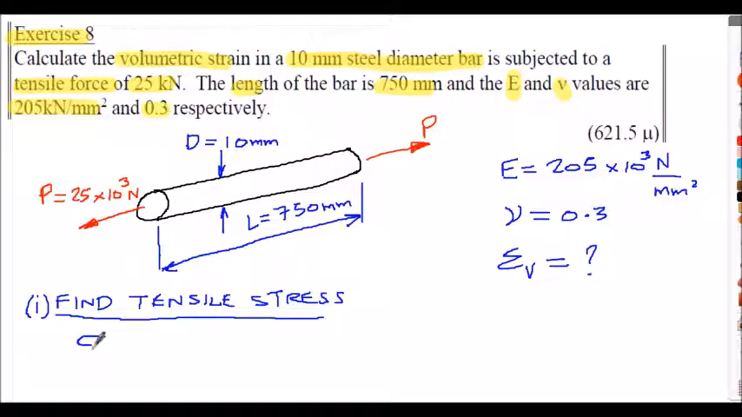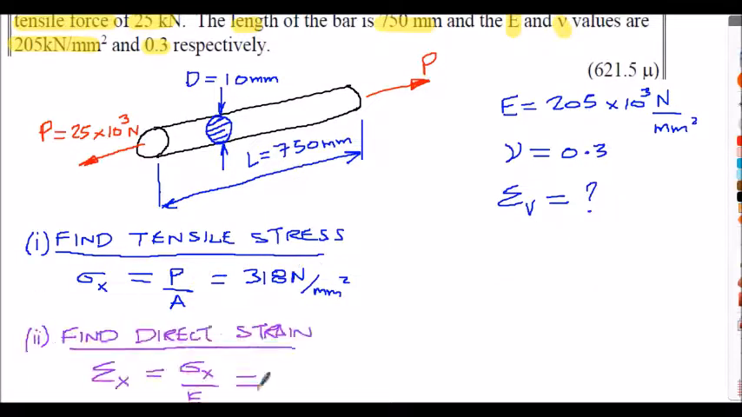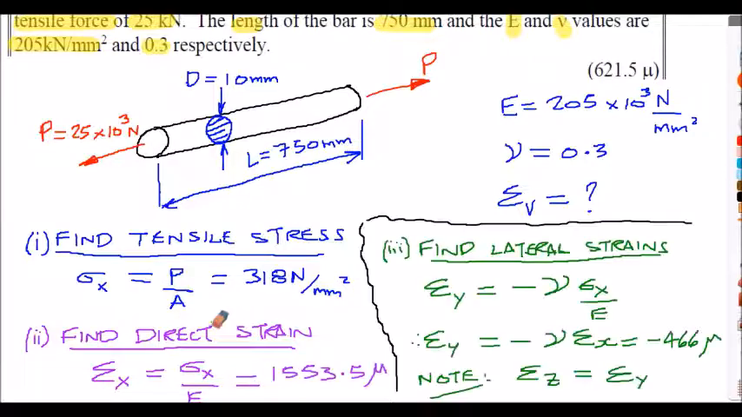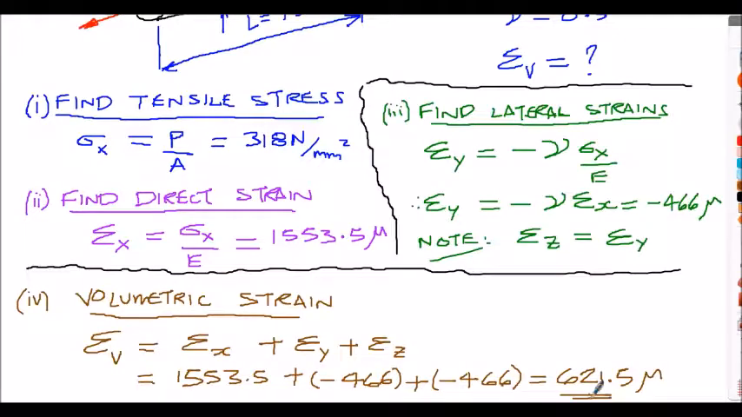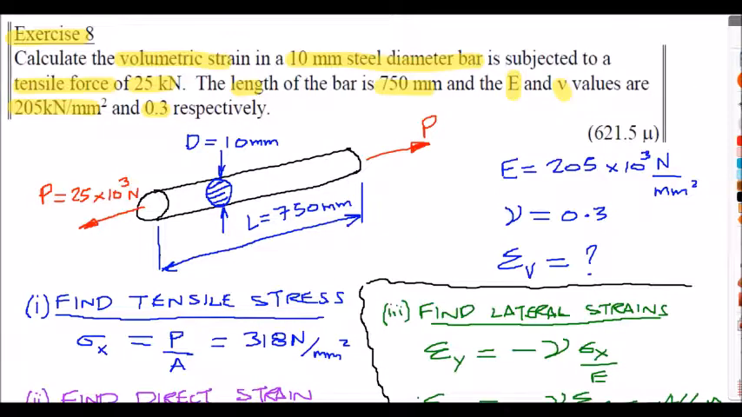So stress, I'll call it in the x direction. That will be the force, in this case, divided by the area. Obviously it's a circular section here, so you need to work out the cross-sectional area. I'll give you the values and you can do the number crunching. Direct strain. So my direct strain. Just outline my solution there, alright?